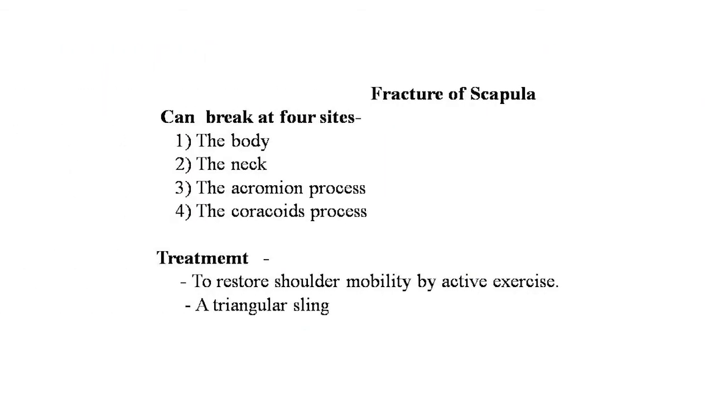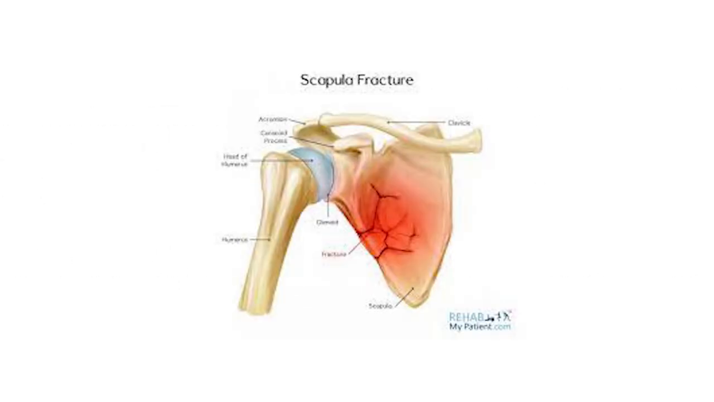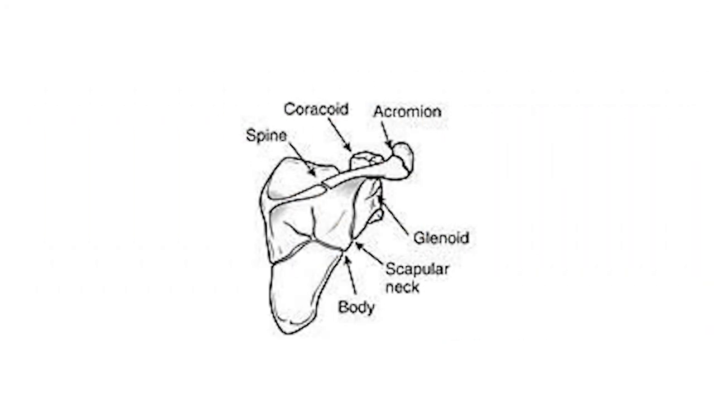Now the next point is the fracture of the scapula. Scapula can break at four sites: the body, the neck, the acromion process and the coracoid process. These are the common sites where the scapula is fractured, and treatment is to restore shoulder mobility by active exercise, and a triangular sling should be applied. Dear students, here is a good picture showing the scapula fracture. The crack on the body and the neck of the scapula is clearly seen in this image. This is the animated picture showing the acromion process, coracoid, spine, glenoid, scapular neck and body, and the cracks are seen on this animated picture.